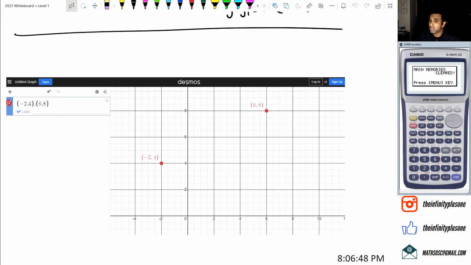Now you are allowed to use the graphics calculator for this. It's not like you have to show all the working and things like that. If you are using the graphics calculator, I do have a playlist on the graphics calculator section on how to find the equation of a straight line given 2 points. It is, where is it? That's a good question. Where is it?